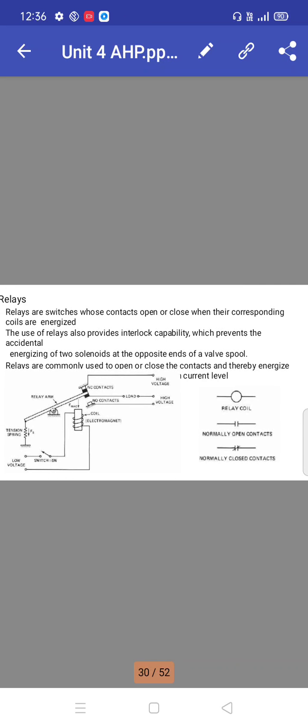That is relays. Relays are switches whose contacts open or close when their corresponding coils are energized. The use of relays also provides interlock capability, which prevents the accidental energizing of two solenoids at the opposite ends of a valve spool. Relays are commonly used to open or close the contacts and thereby switch the current level.